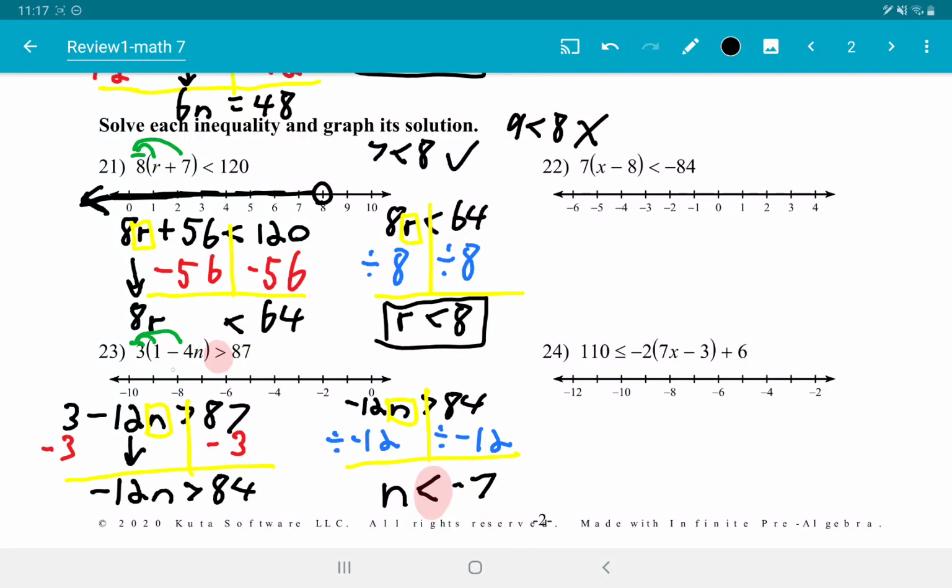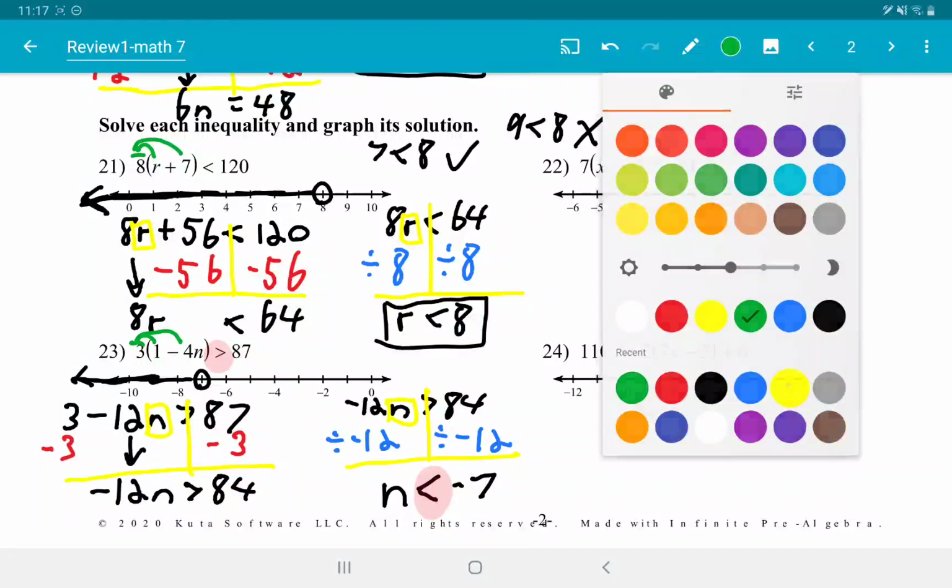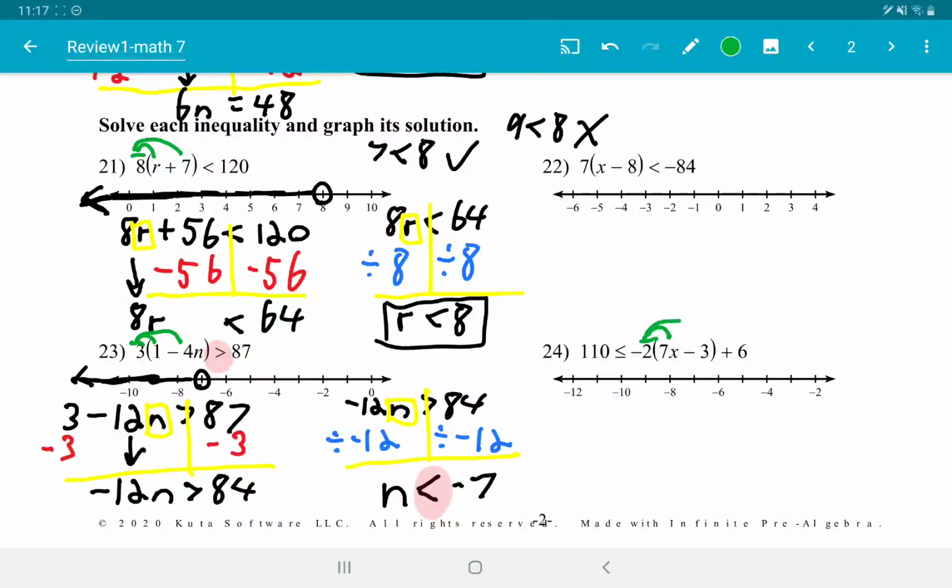Okay, so from here, since it's an open circle, and since n is less than negative 7, I'm going to be going to my left. Okay. So that's about it. For 24, that one is a little bit difficult, so do your best. Same thing though, you want to distribute first, and before you add or subtract anything to the left, combine your like terms, because don't forget this negative 6. Okay? So that wraps it up.